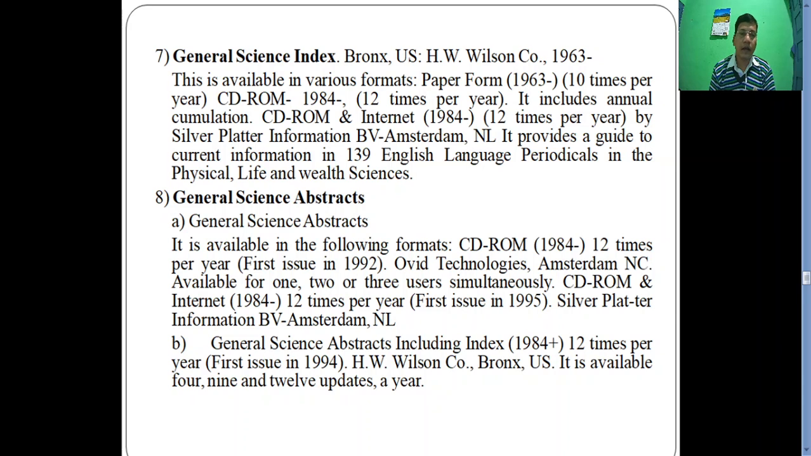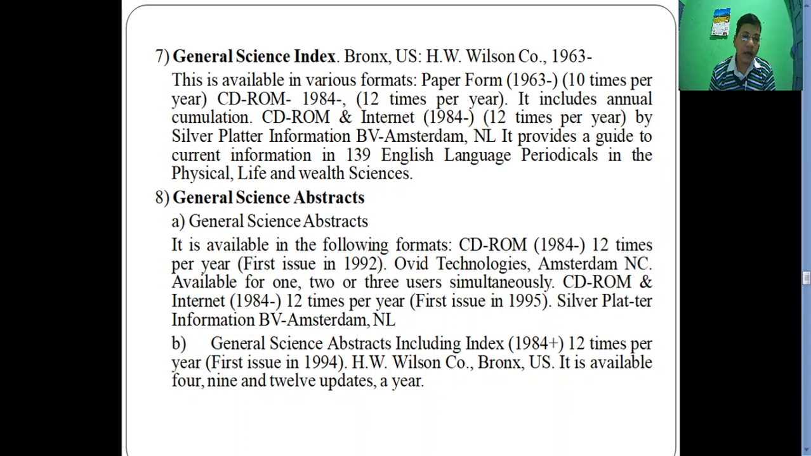General Science Index. It is available in various formats. Paper form since 1963, 10 times per year. CD-ROM since 1984, produced by the General Science Index 12 times per year. It includes the annual accumulation, CD-ROMs and internet since 1984, 12 times per year by Silver Platter Information. It provides a guide to current information in 139 English language periodicals in the physical, life, and social sciences.